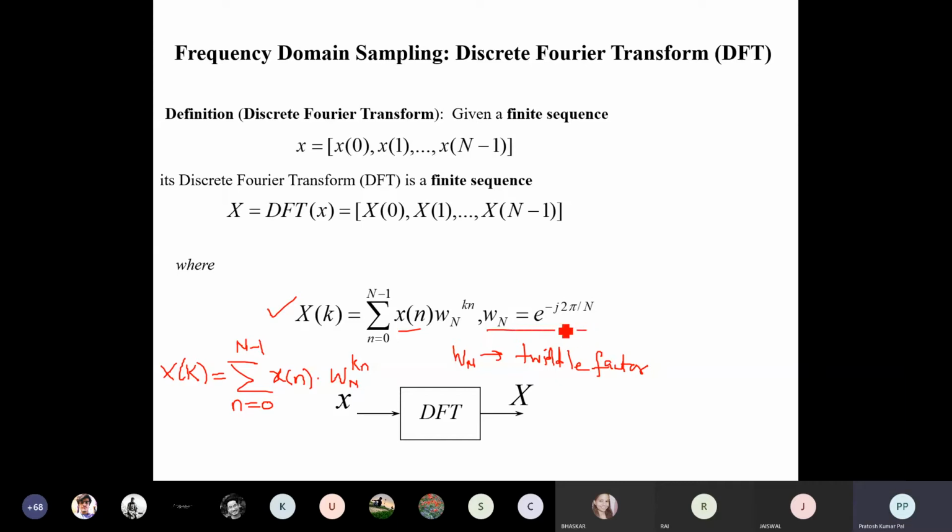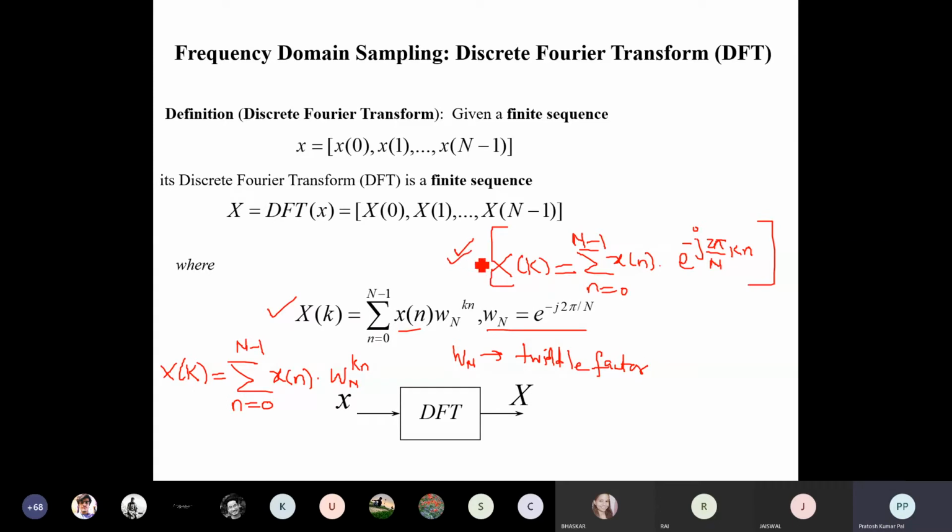Okay, so after combining W N, we can directly write X of k equals summation n equals 0 to capital N minus 1, x of n into W N, which is e to the power minus j 2 pi by capital N to the power kn, means it will be multiplied by this kn. So this is our formula for DFT calculation. Okay, no one should have any doubt about this.